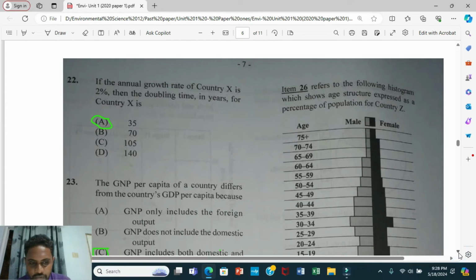22. If the annual growth rate of country X is 2%, then the doubling time in years for country X is, and the answer is 35. So of course you use the rule of 70 formula. In that method you would have 70 divided by the growth rate, which is 2, not the percent part, that's the 2. So 70 divided by 2 would give you 35.